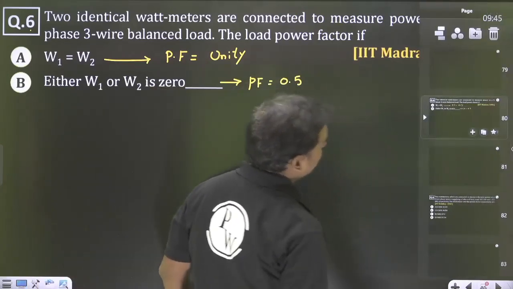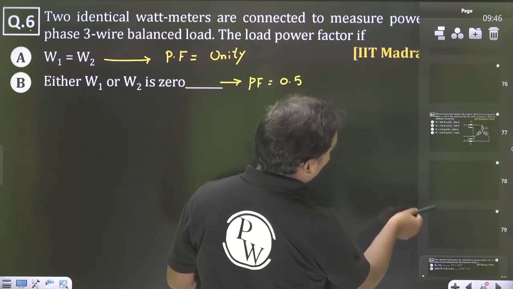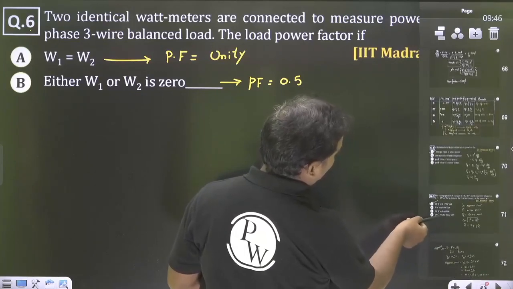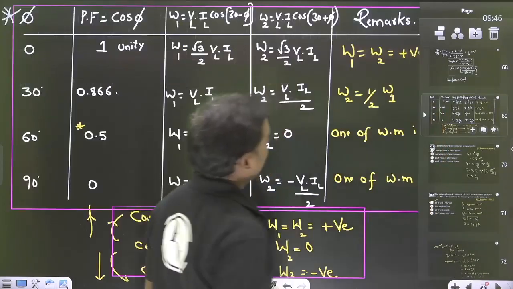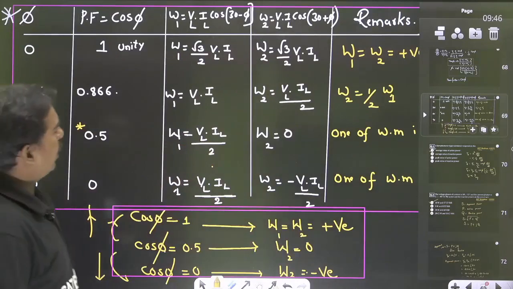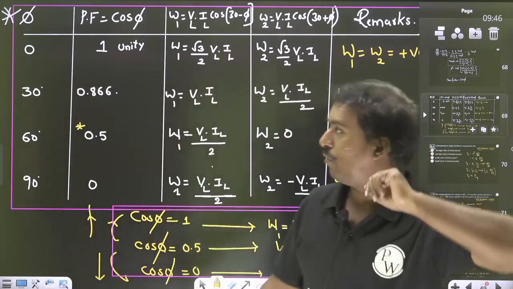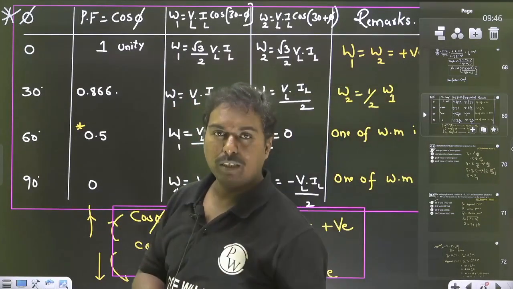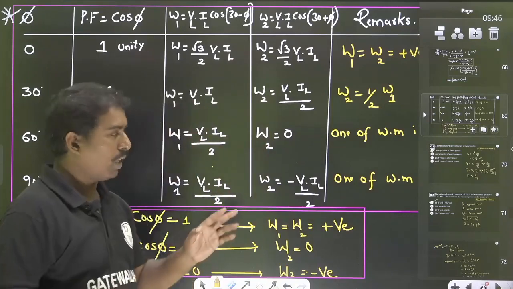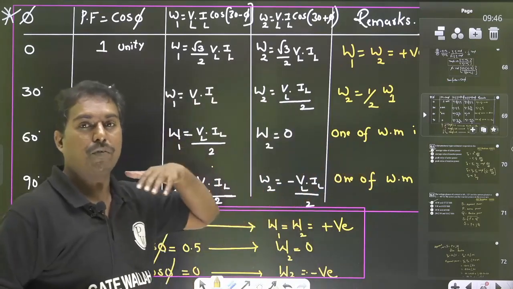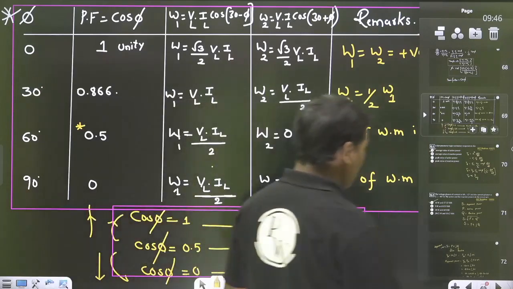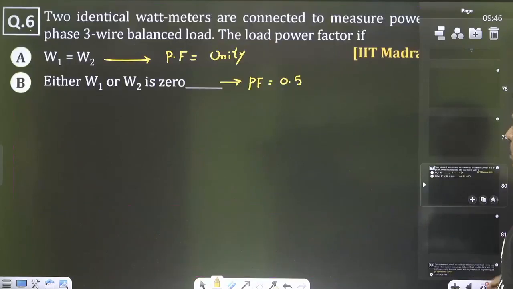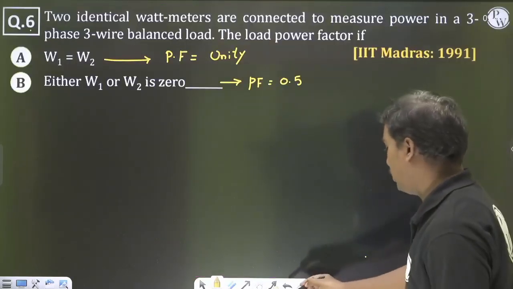I want to show you in the slide. We already have a table. Two wattmeter readings are equal when the power factor is unity, and one of the wattmeter readings is equal to 0 whenever the power factor is equal to 0.5. Sir, we cannot remember this in the exam, then what to do? If you can't remember this in the exam, you can go for derivation. How to do the derivation, that I will explain.